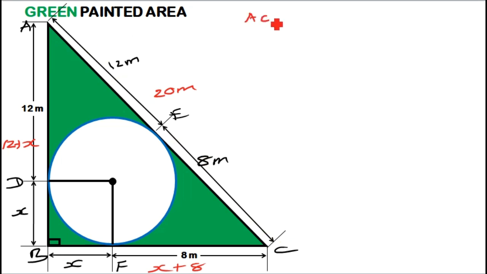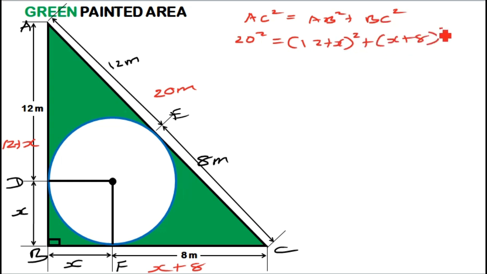So we have the longest side AC squared is equal to AB squared plus BC squared. If you substitute, A to C we found is 20, so that is 20 squared, equal to A to B, which we found is 12 plus X, so that is (12 plus X) squared. Then plus B to C, which is (X plus 8) squared, because from B to F is X and from F to C is 8. So the length B to C is X plus 8, which we've already written there.